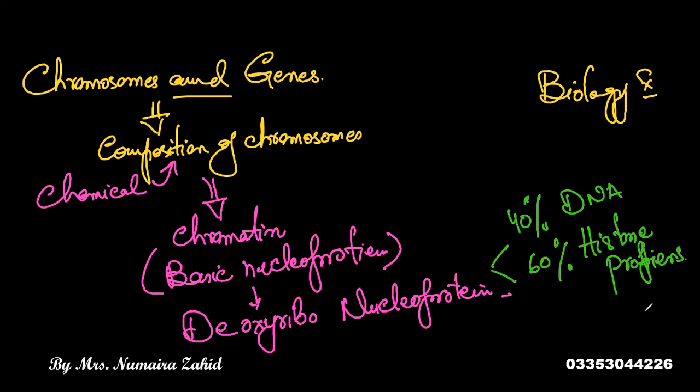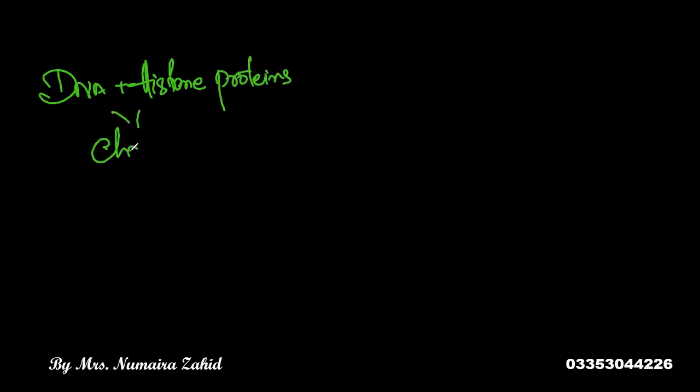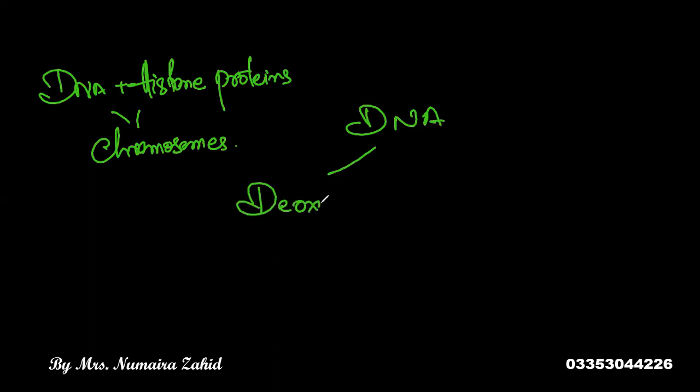So the DNA, which is called deoxyribonucleic acid, is made up of billions of units called deoxyribonucleotides. A nucleotide is made up of deoxyribose sugar, phosphoric acid, and nitrogenous bases. So what is DNA? As we know, the DNA and histone complex, meaning DNA and histone proteins, make up the chromosomes. And DNA stands for deoxyribonucleic acid.